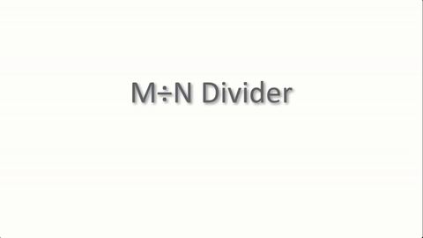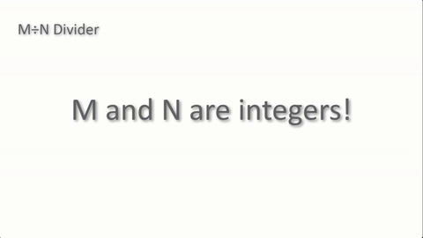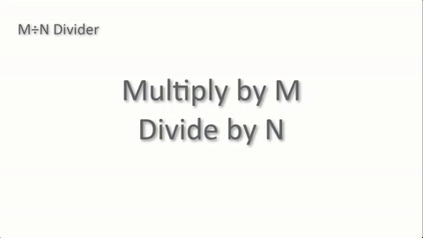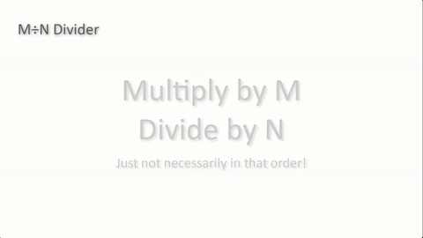Now that we have a stable oscillator, let's crack open that M over N divider. Now, the first thing to recognize is that M and N are both integers. That is, at its core, we're multiplying the input frequency by one integer factor and dividing the frequency by another integer factor, and not necessarily in that order. Since dividing a frequency is simpler than multiplying a frequency, we'll start there.